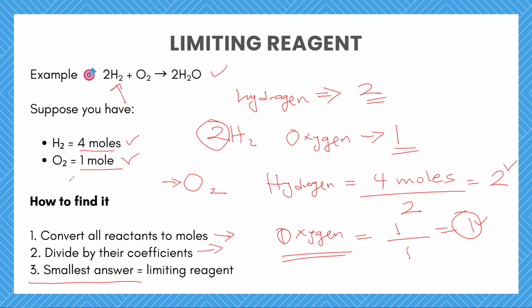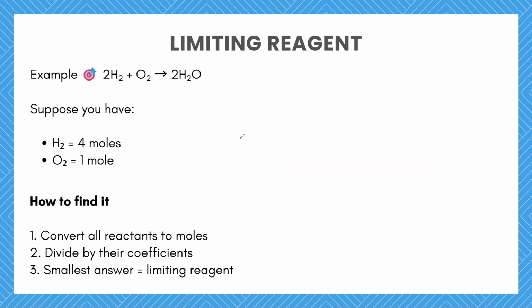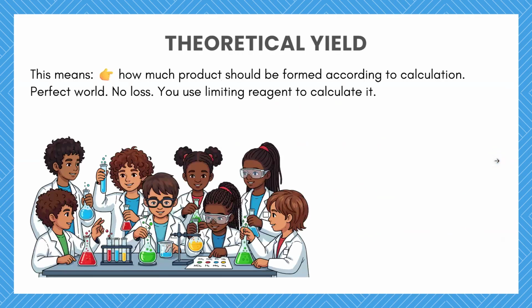What this means is that oxygen is the limiting reagent, and oxygen is the element that determines how far the reaction will go. And when oxygen finishes, the entire reaction will stop. I believe this is easy and simple to understand. Now that brings me to yet another topic called the theoretical yield.